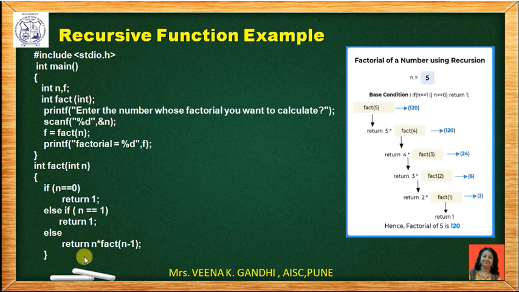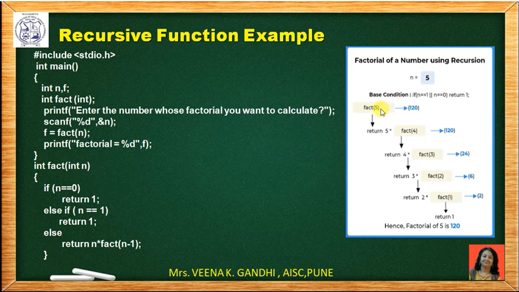Else return n into fact of n minus 1. It's a recursive case. Means we call the function itself by n into fact of n minus 1. Let's see in the example here. We take the value of n equal to 5, and base condition is what? When n becomes 0 or 1, then we stop the recursion.